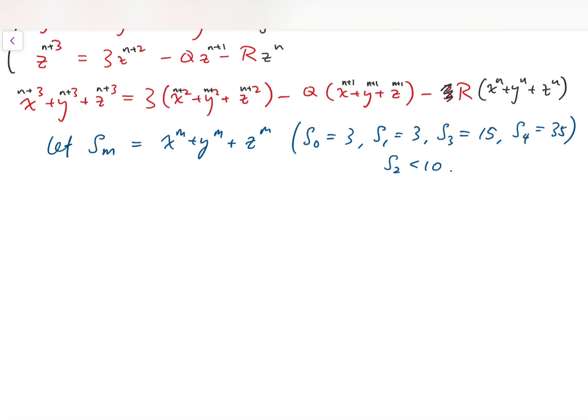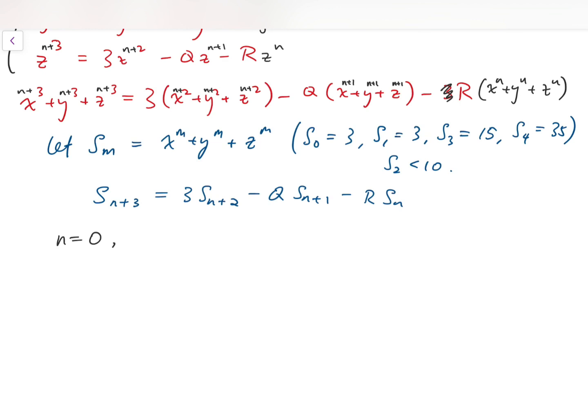So from the equation above, we can say S(n+3) equals 3 times S(n+2) minus q times S(n+1), and then minus r times S(n). And now we can put any non-negative integer into n, and then we can get lots of relations on these S terms. For example, when n equals 0, that's just what we've got above.